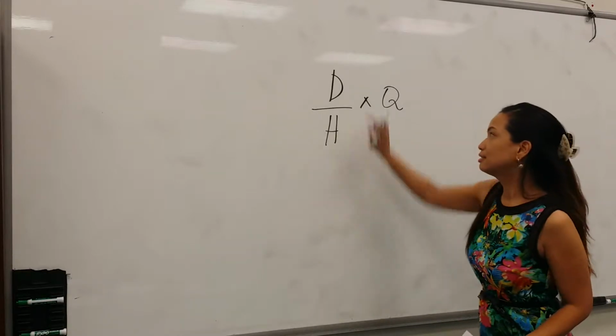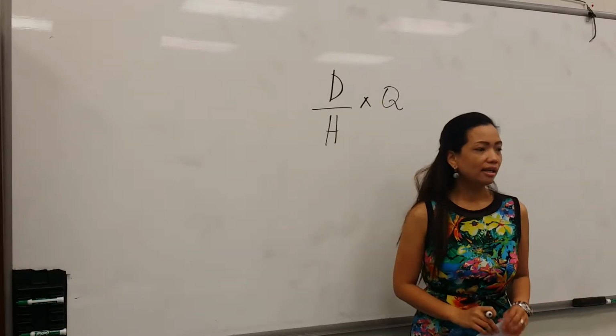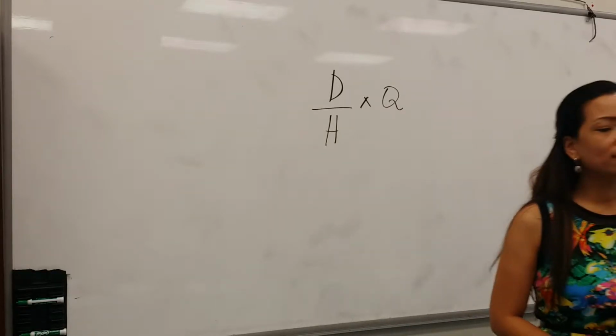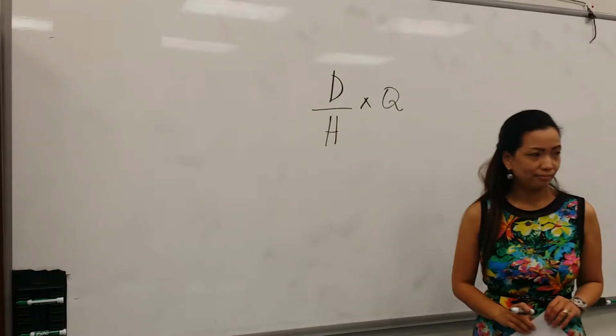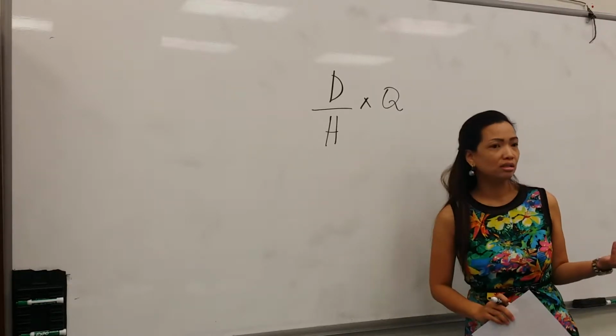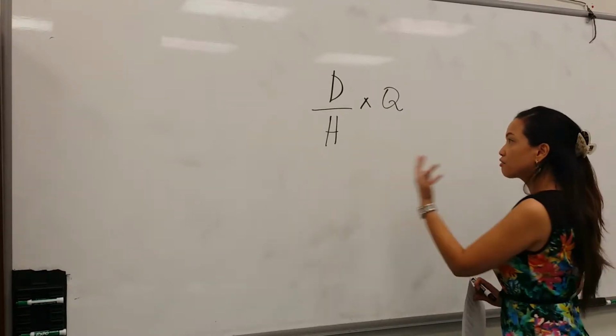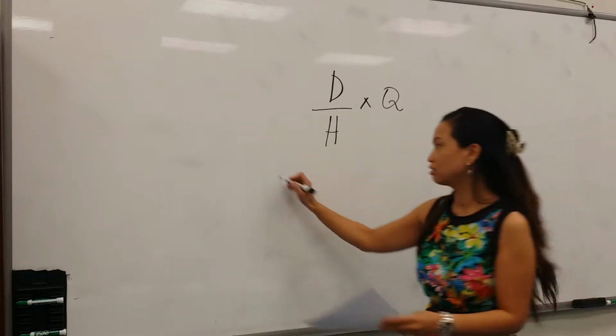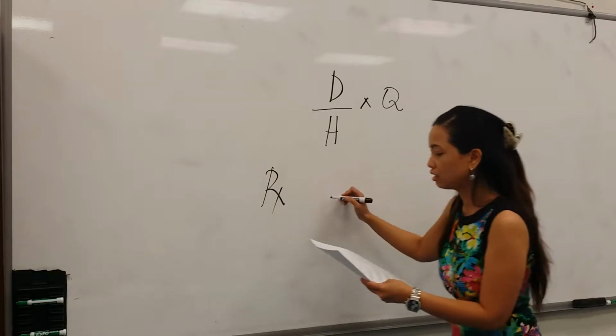Take note, D stands for desired, H stands for have, and Q stands for quantity. This may come out on your final exam. Okay, what is D? What does D mean? Or what does H mean? What does Q mean? Okay, desired over have times quantity. Let's put it in application. Okay, let's do some application of this.